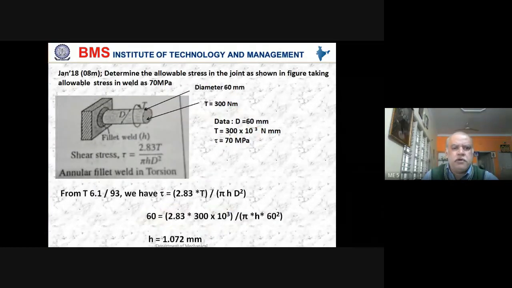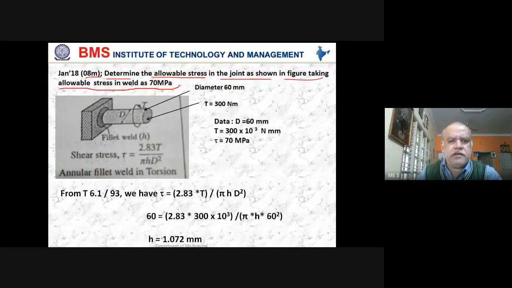Yeah, take down this problem. Again, this was asked in another exam: determine the allowable stress in the joint as shown in figure, taking allowable stress in weld as 70 megapascal. Please note down this problem. And this is the sketch that you need to note down. The sketch is given along with the question.